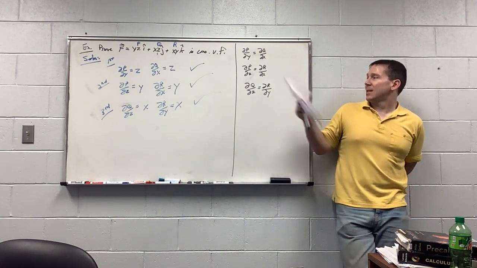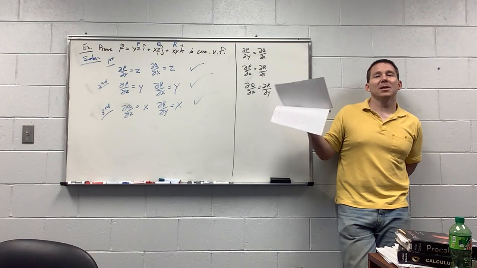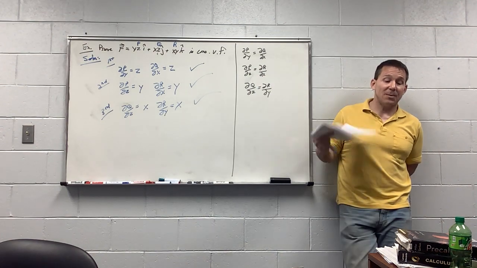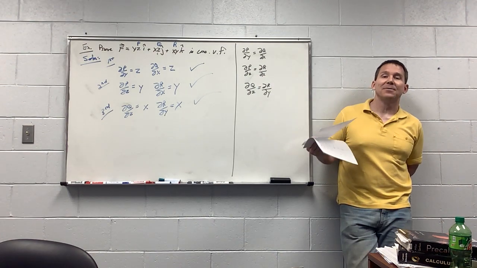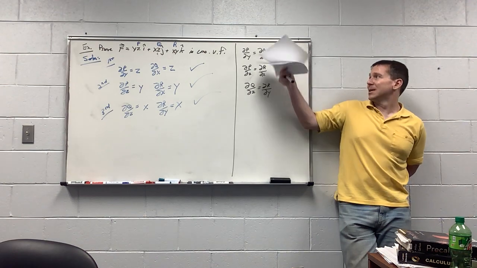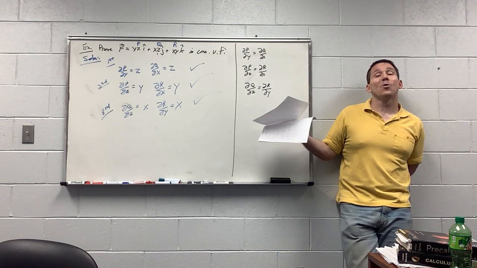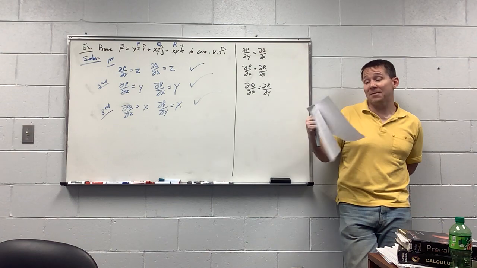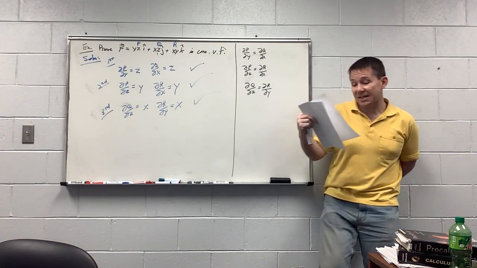And again, this one is pretty straightforward and simple. The procedure is the same regardless of the vector field I have. Take all the partials, and then just see if I get the equalities that I need. If I do, it's conservative. If I don't, then it's not.